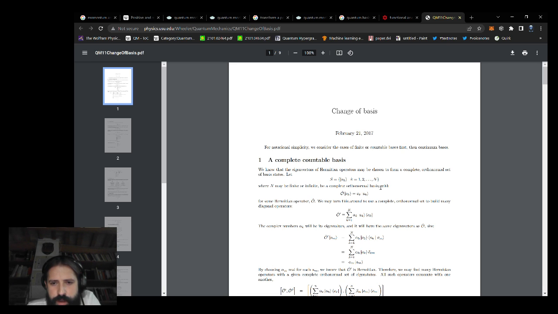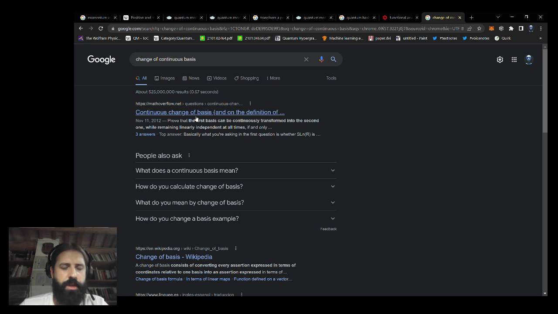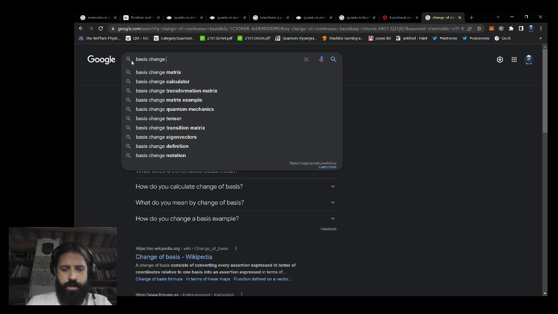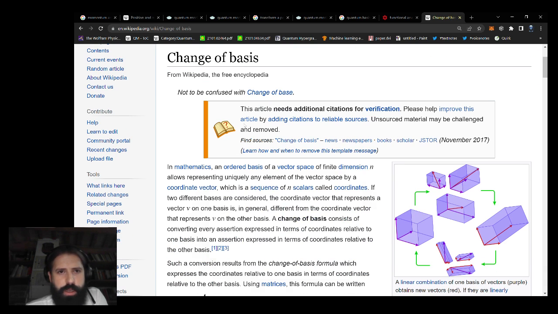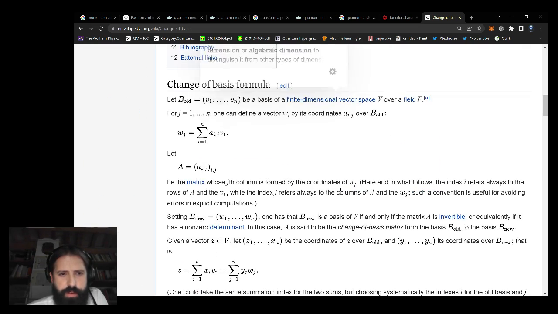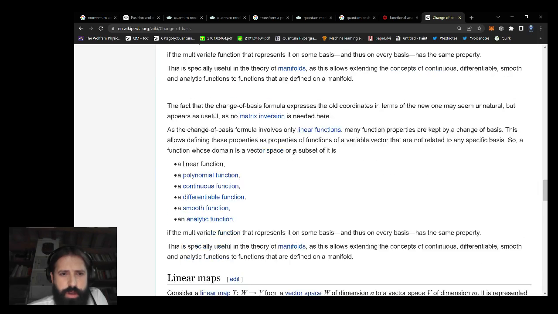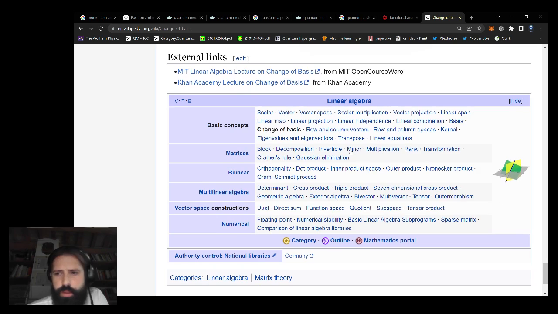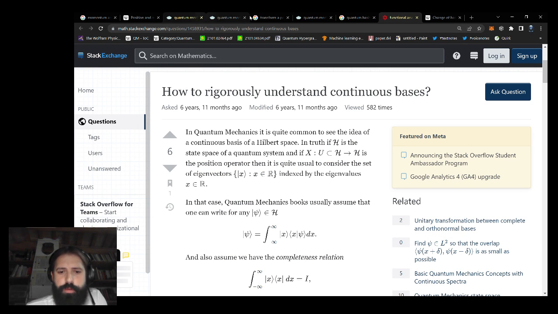Change of basis. How can we change continuous basis? Because that might give me a more generic, not continuous, change of basis, but continuous variable. I don't know if that's the right change of basis. Let's try to do that, which seems to be a bit more basic. Change of basis, but how does this translate to continuous basis? I think that is probably even more generic than just going with the Fourier transform stuff.